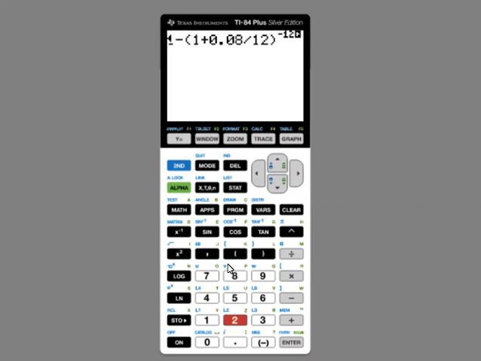N is 12 multiplied by the total time, which is 4 years for loan A, and then close the parentheses. Check everything looks good, and then we're gonna hit enter to get the answer.